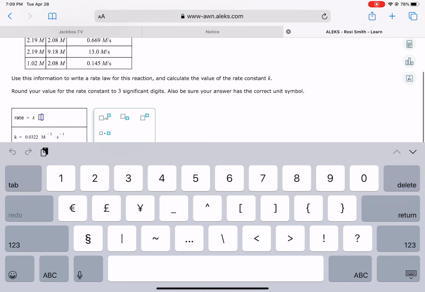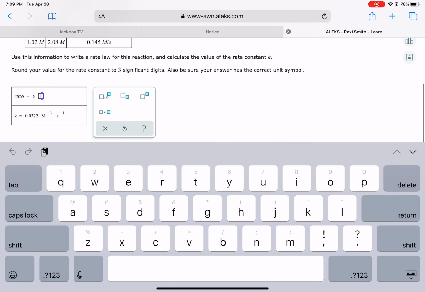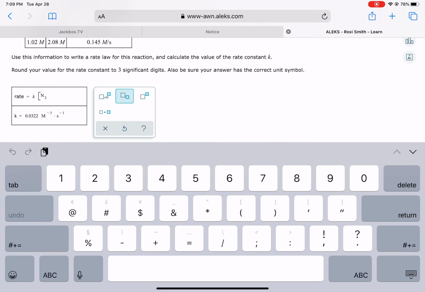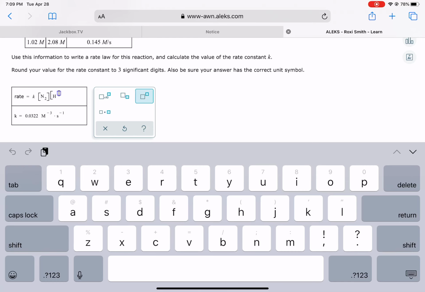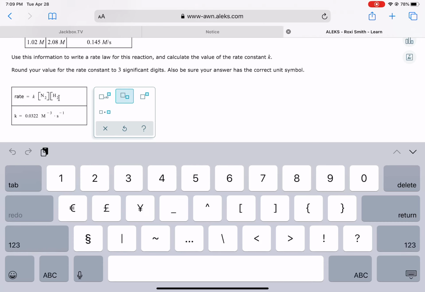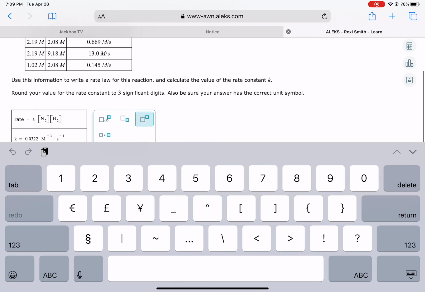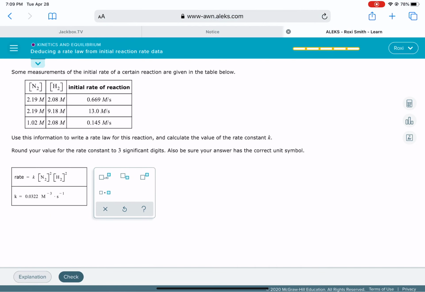It is N2 and H2, and they're both second order. Oops, wrong way. Delete that. H2, and they're both second order. Let's see how we did.